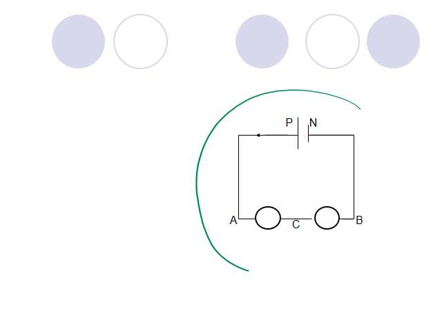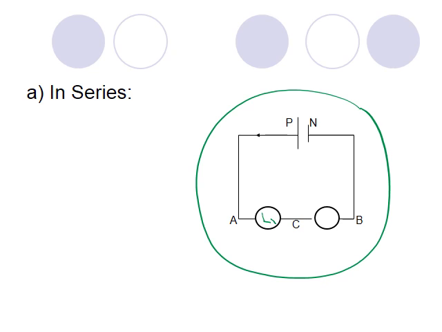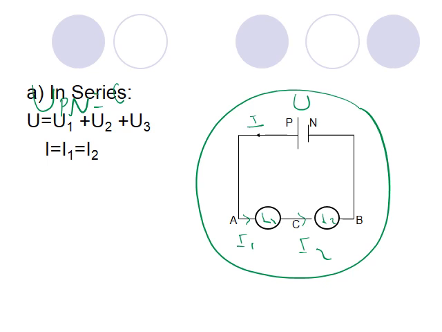This circuit is connected in series. Here L1, L2, I1, I2, and that's the main current. The voltage across the cell, U PN, is equal to U1 plus U2, while the current across the dry cell is equal to I1 and equal to I2.